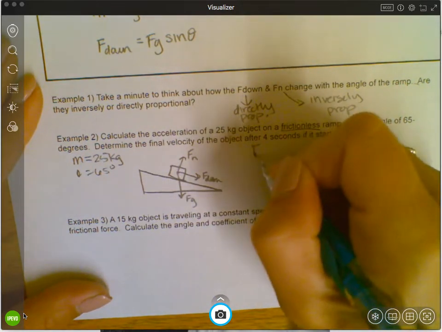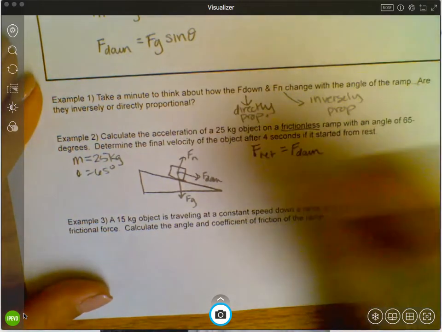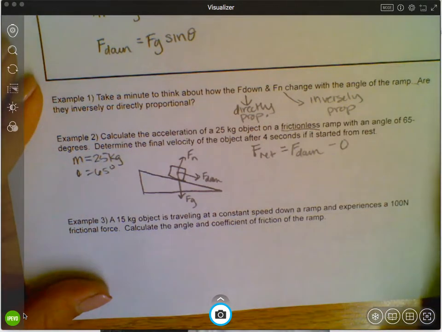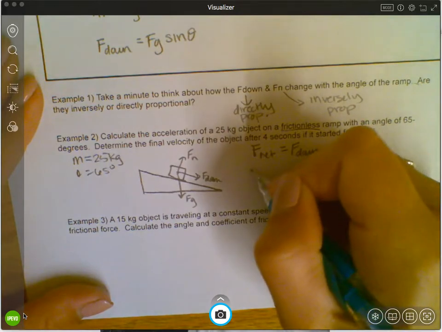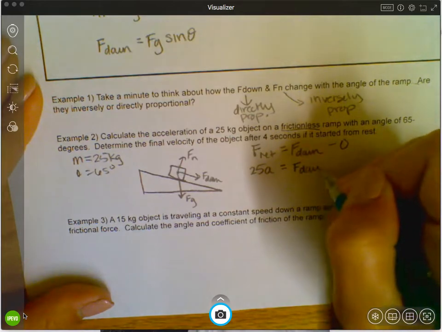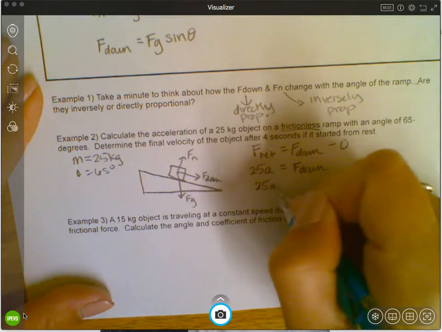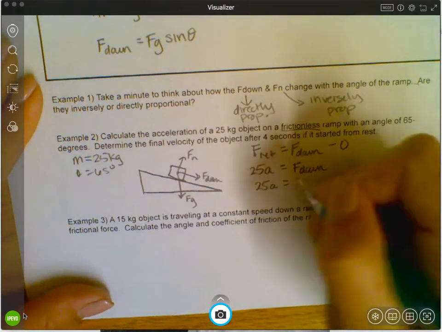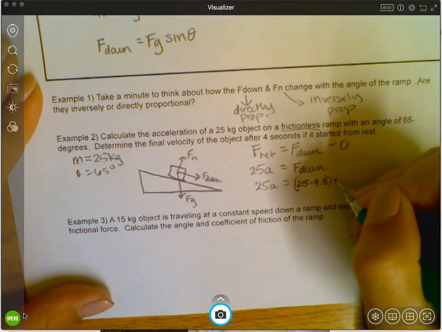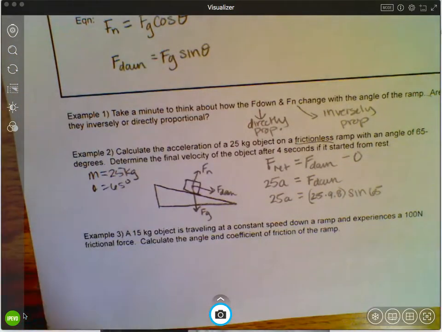So the F net that we want is equal to F down minus the forces up the ramp, which would be nothing because we don't have friction, right? So it'd basically just be minus 0. So F net is MA, and then we just have MA equals F down. Well, we have an equation for F down, so if we plug that in, Fg is going to be mg, so 25 times 9.8 would be the Fg, and then we have sine 65. So I'm going to go ahead and plug that in.